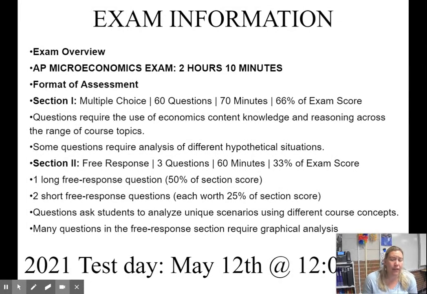And it ranges from really basic true/false questions to more advanced types of questions, like A, B, A and B, B only. So we'll practice multiple choice throughout the semester, but know that that is part of the scheduled exam. The second part is the free response section, which is comprised of 3 separate questions. You will see a long free response and 2 short free responses.